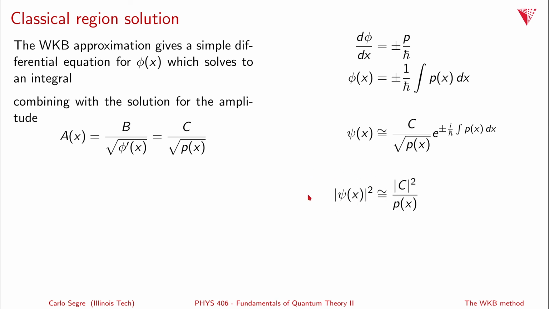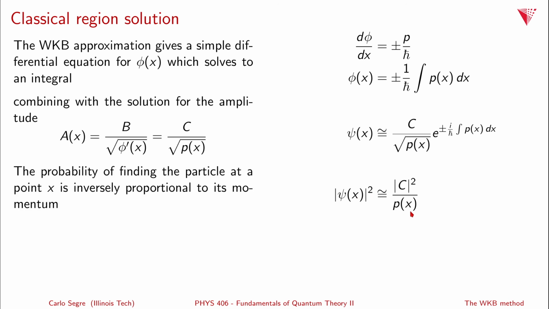The modulus squared of psi of x is simply the modulus of c squared, divided by p of x. So the probability of finding the particle at a point x is inversely proportional to its momentum. So the higher the momentum, the less time the particle will spend in that region. And the lower the momentum, the more time it spends in that region.